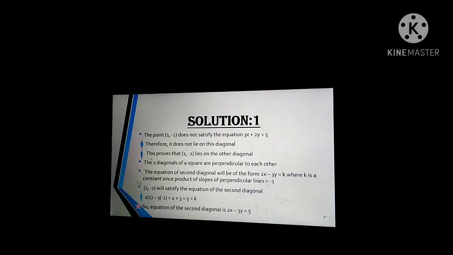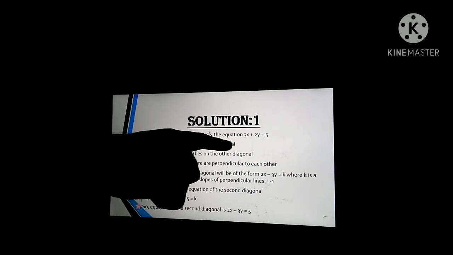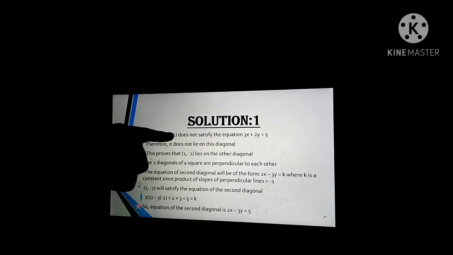We know that a square contains two diagonals. So the two vertices which lie on this diagonal do not include the point (1, -1). So (1, -1) is one of the remaining two vertices which lie on the other diagonal.